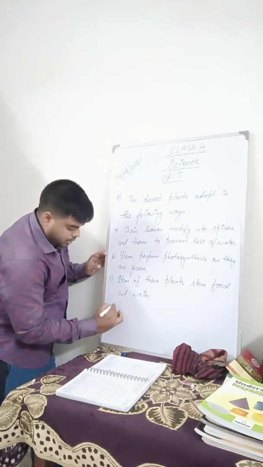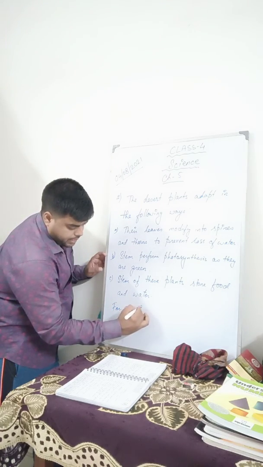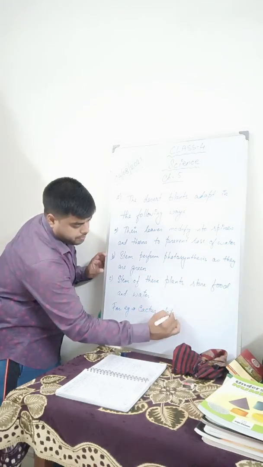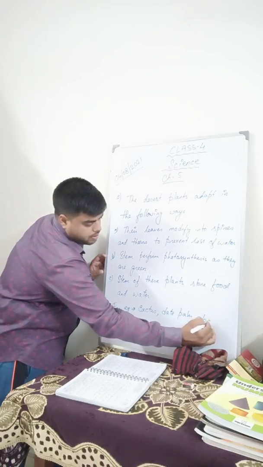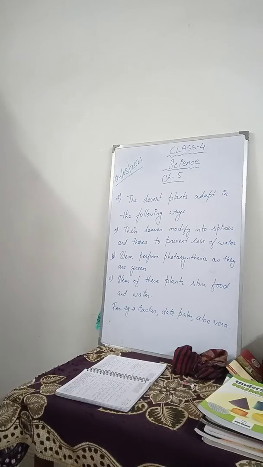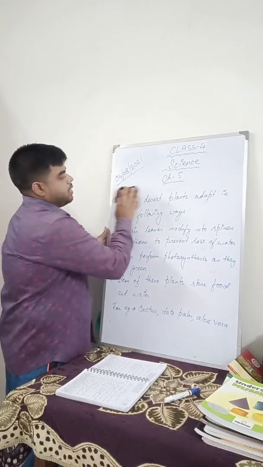And for example, what are some desert plants? For example, cactus, date palm, aloe vera. These are few desert plants. So please write this down. These are the ways they adapt.